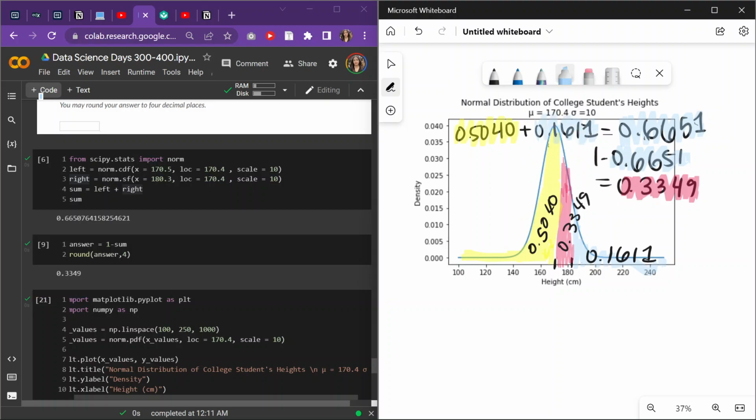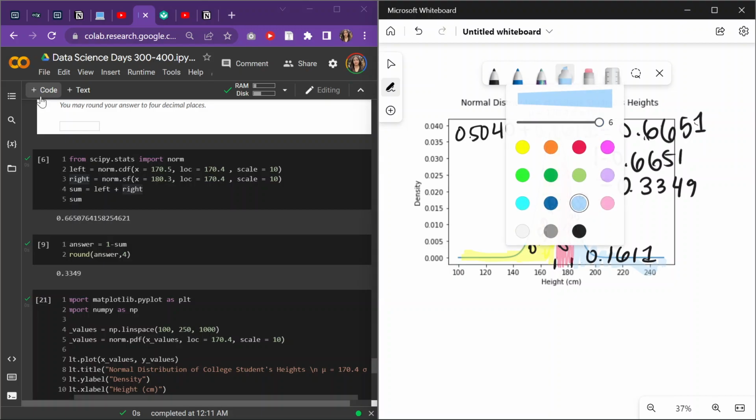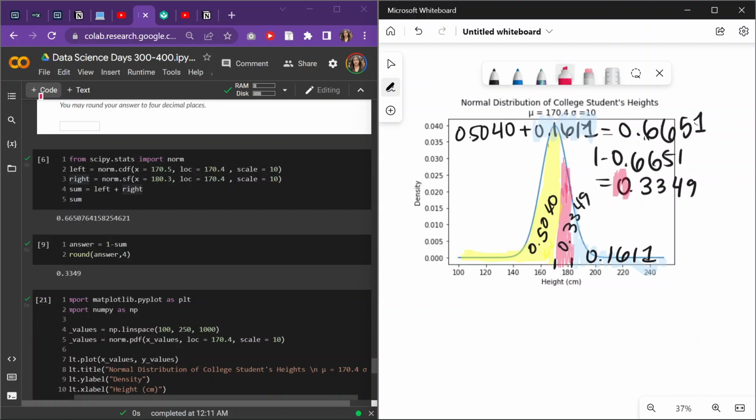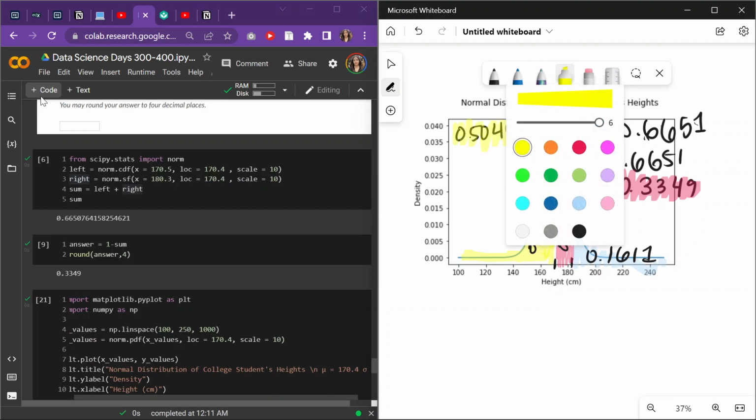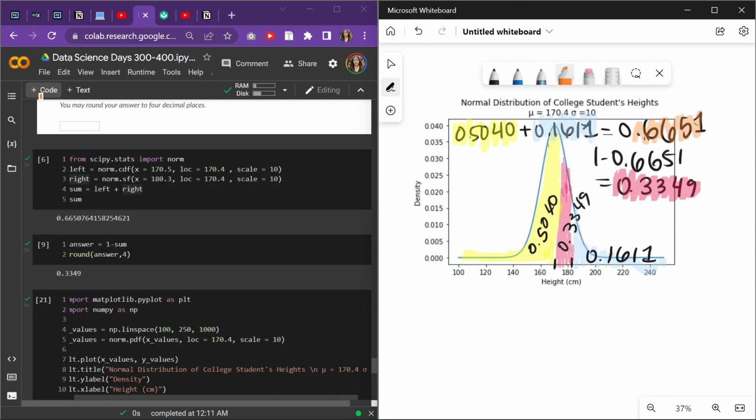Actually, let me go back. I made a mistake. This is this. All right, this is the pink area. This is the yellow area. Right, and then this is just the answer. And then 1 is the whole thing. It's literally the whole thing.